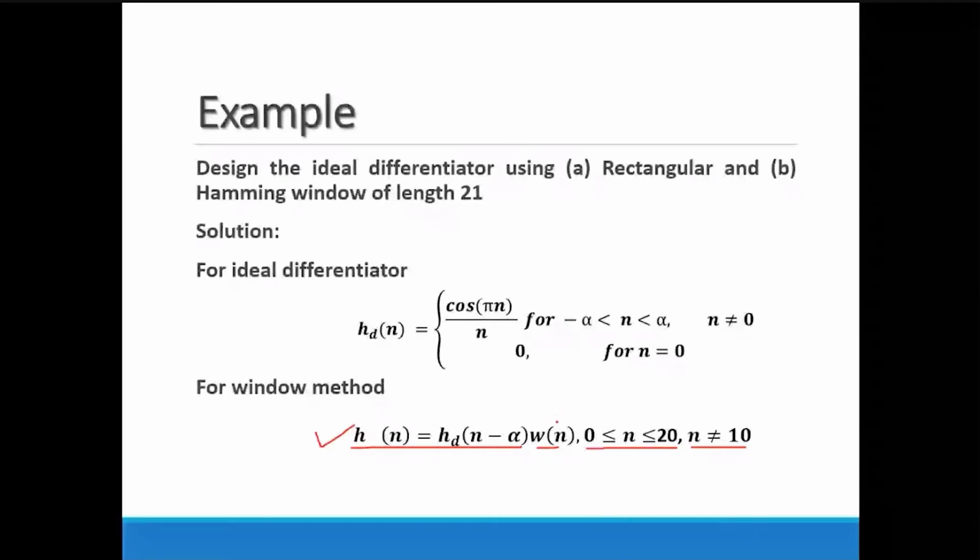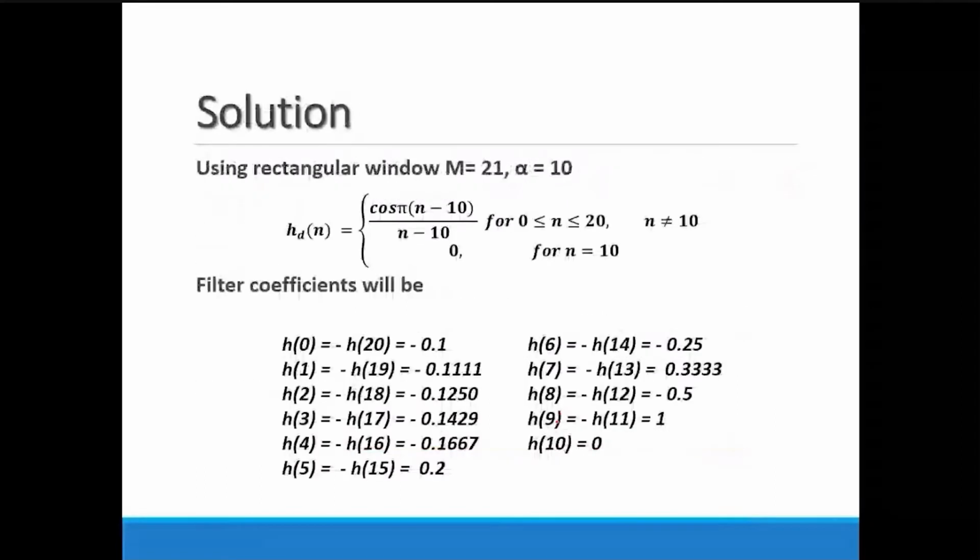Let us solve with the rectangular window first. Using the rectangular window, M is equal to 21 and alpha is equal to 10. In some books this is mentioned as tau, and in some books as alpha. The equation is simply: if M is odd, then (M minus 1) by 2 will be the tau or alpha. Here M is 21, so 21 minus 1, that is 20, by 2, so you get alpha equal to 10.